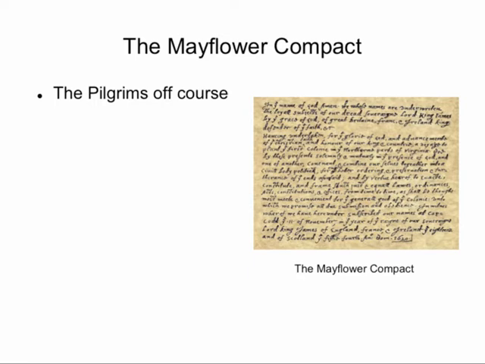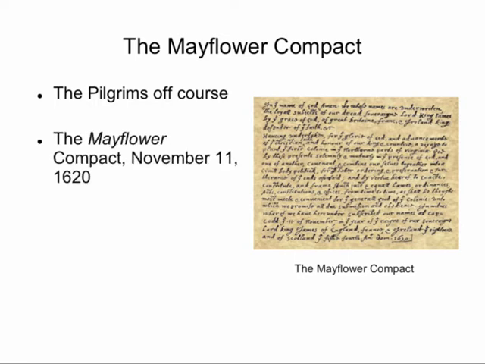Now, they realized that they were not supposed to be there. They were supposed to be farther south, and they were out of the jurisdiction of the London branch of the company. But they liked Cape Cod, and they felt like God was telling them to stay there. And so, knowing that they needed some kind of legal basis for settling on Cape Cod, before they got off the ship, they wrote up a document that we call the Mayflower Compact.